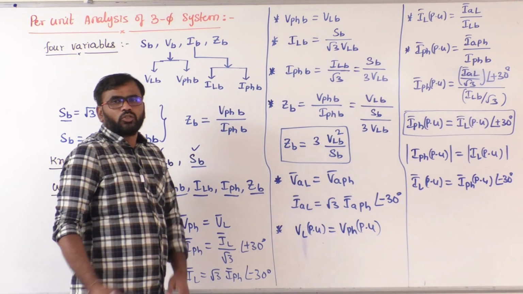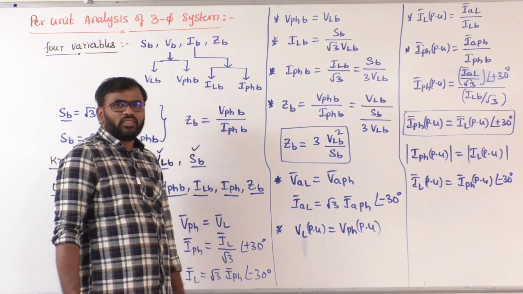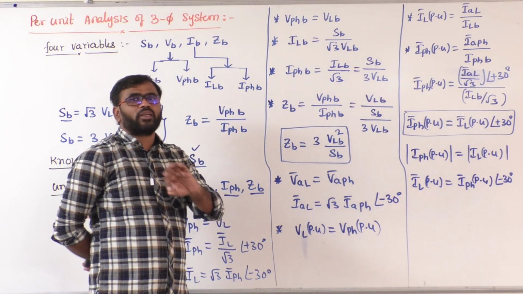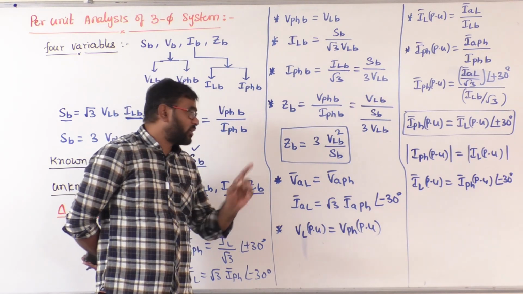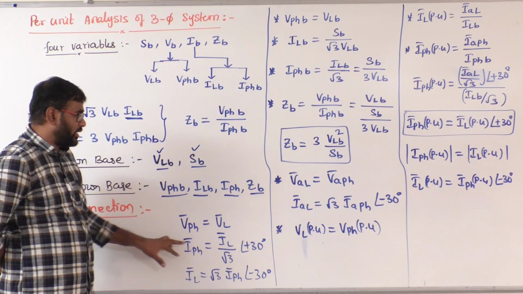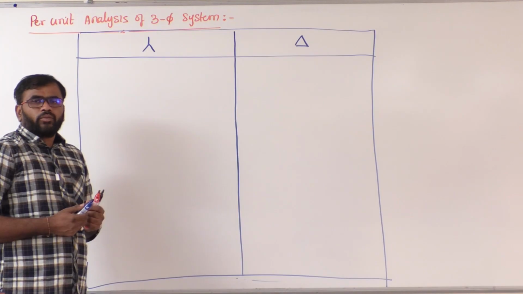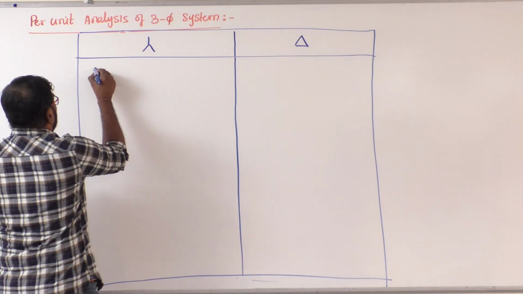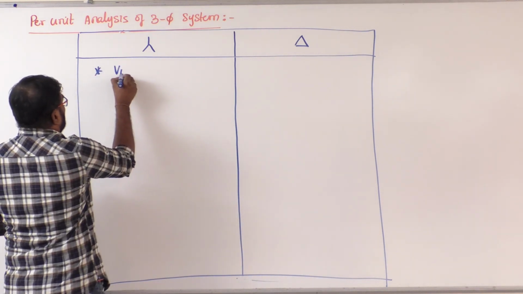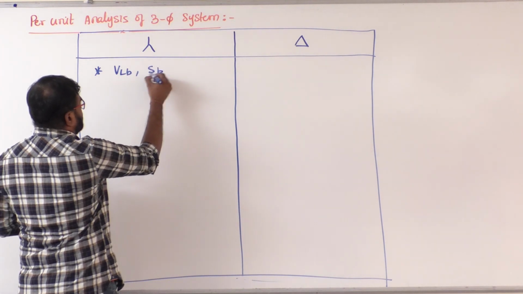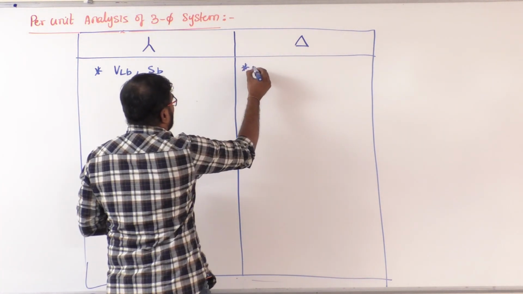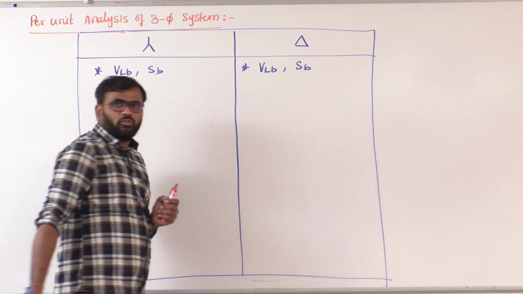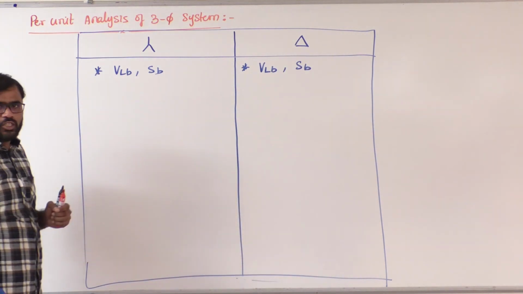Clear? So finally, the point is, it might be a star connection, it might be a delta connection, that root 3 factor will not be there. But in case of actual values, yes, that root 3 factor will be there. Now we will summarize the points here. What is known? V line base and S base are known. It might be a star connection or a delta connection.